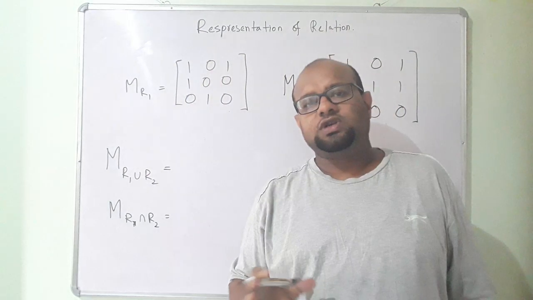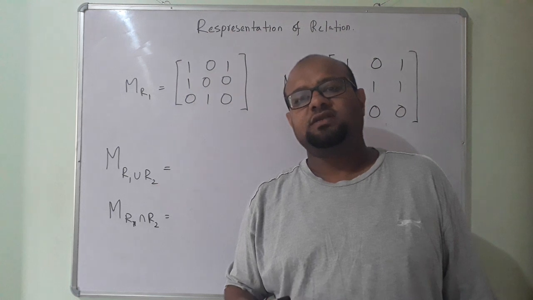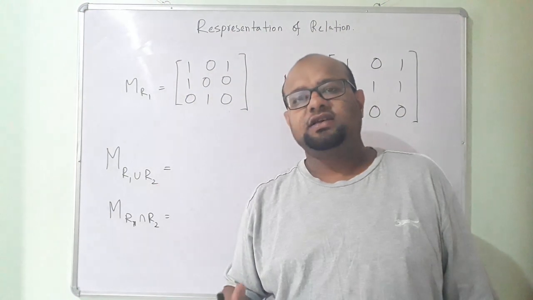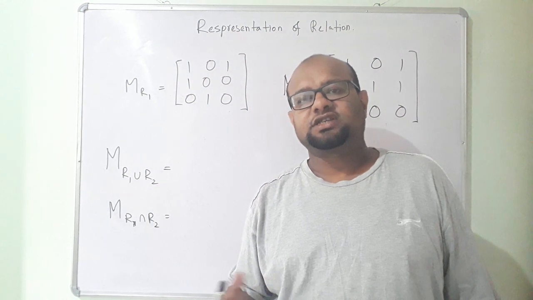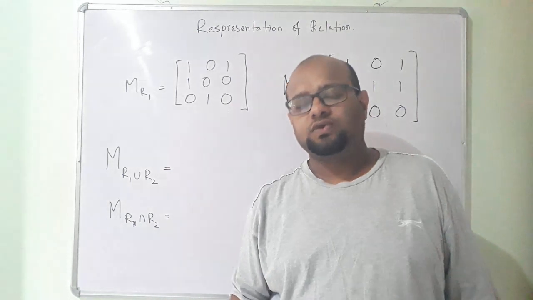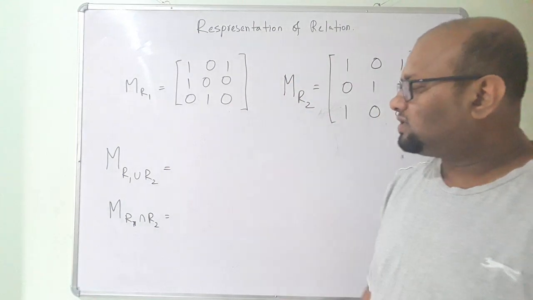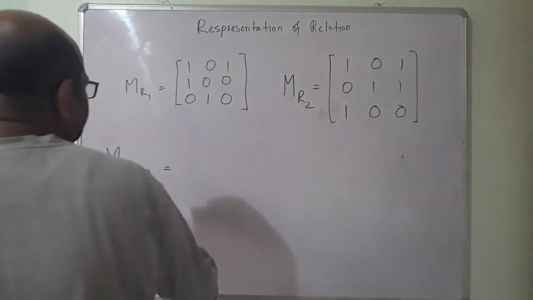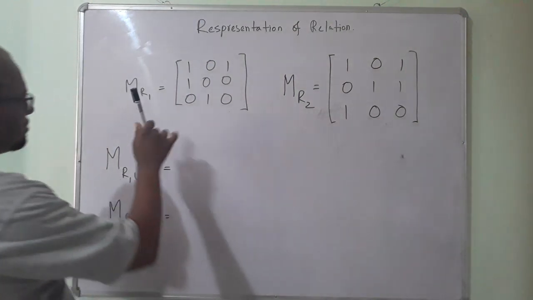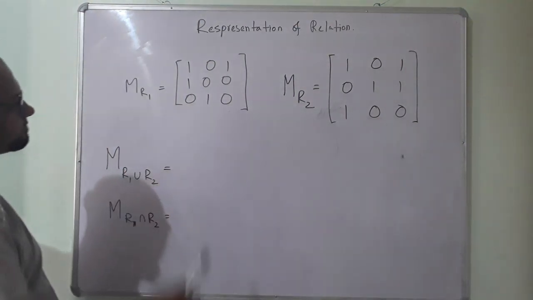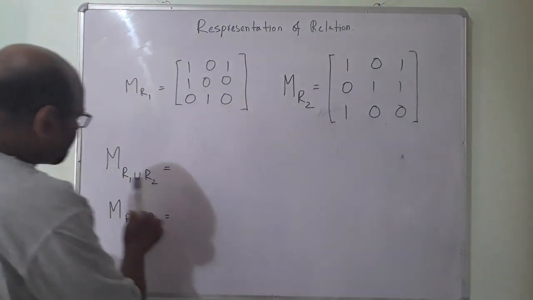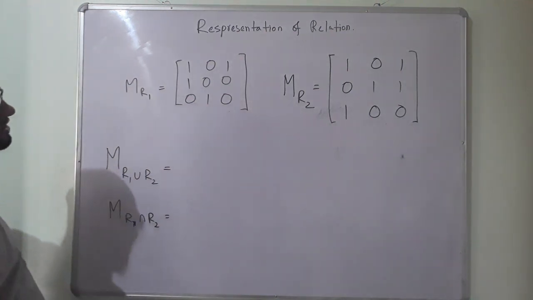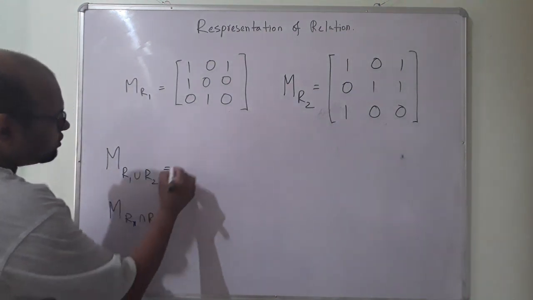We can do union and intersection of relations because relations are essentially sets. So all these set operations that we have, we can do. Okay, so we can do union and intersection. I have R1 and R2, these two relations represented in this matrix form. I want to find the union and the intersection. It is very easy. What do I have to do?